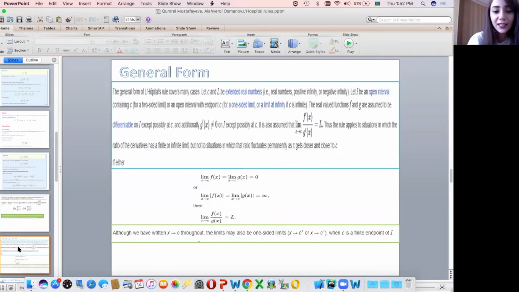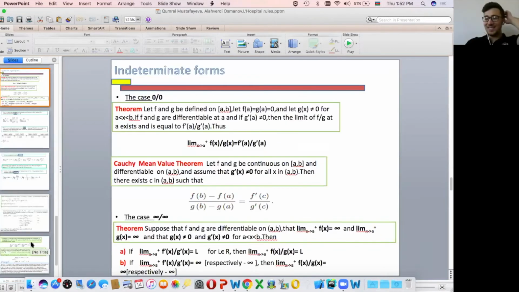Okay, and this is the general form. There is the indeterminate form theorem, the Cauchy mean value theorem. Please read the Cauchy mean value theorem, and then we will finish.